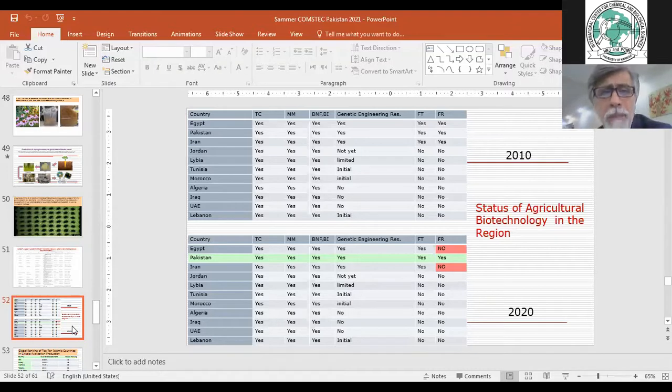Then I presented this slide, but the upper portion only. I showed the status of biotechnology at that time in 2010 in Muslim countries. I said tissue culture is being practiced in almost every Islamic country. Molecular markers are being used almost in every Islamic country.